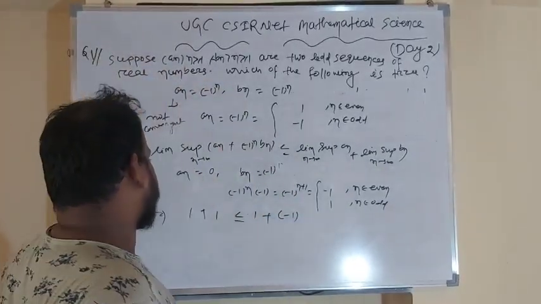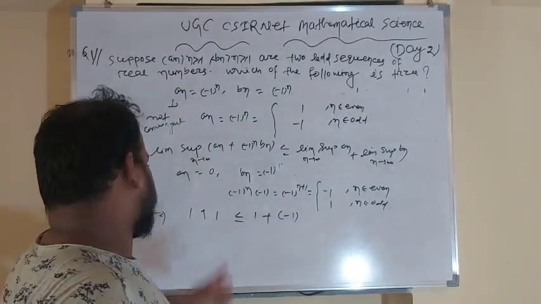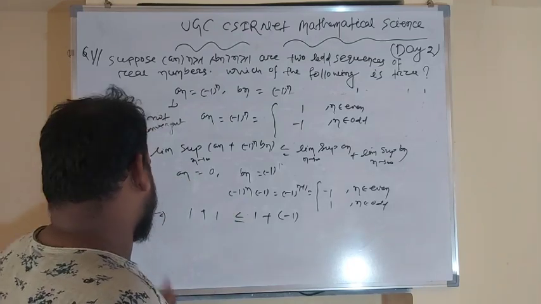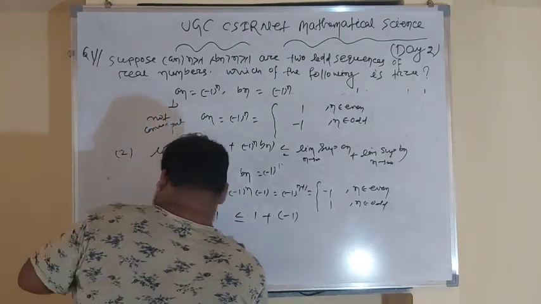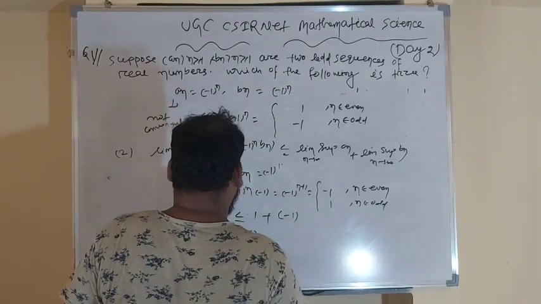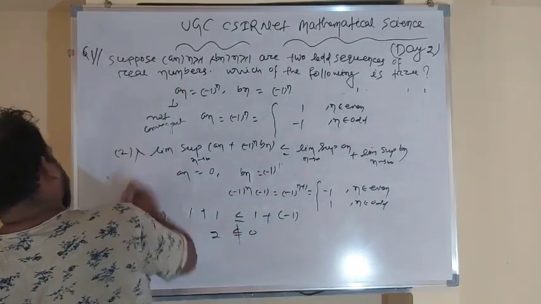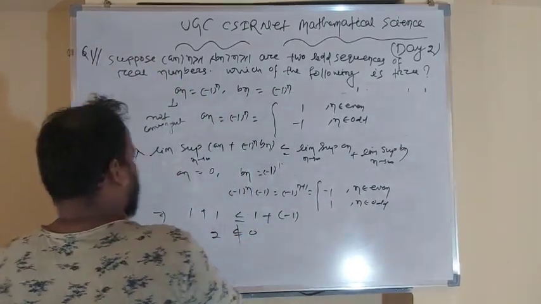Suppose minus 1, 1 plus 1. Suppose b_n is a constant sequence, 1 plus 1 minus 1 is 0. So 2 is less than or equal to 0 will not be possible. So option 2 is discarded. Now on to option 3.